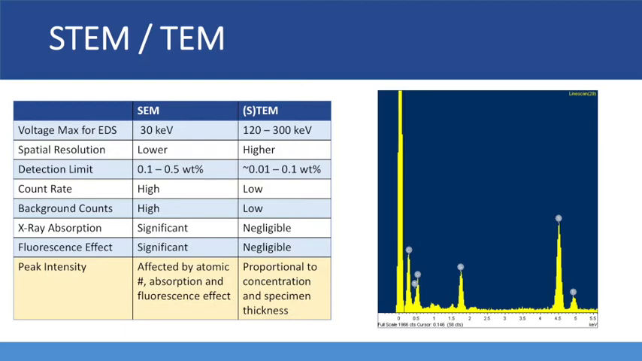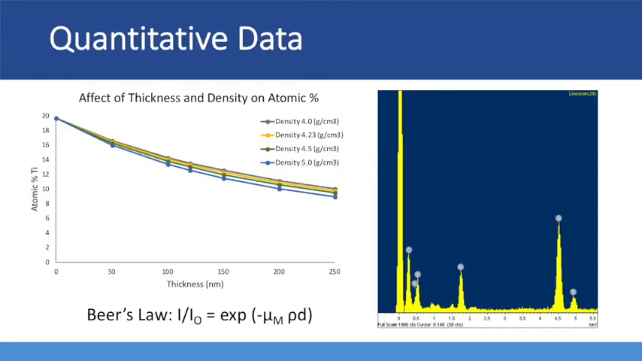Take a look at this spectrum for a sample containing titanium, silica, carbon, and oxygen. By using Beer's law, we can calculate the atomic percent of each element based on the number of counts from this thin sample. The density and thickness are also needed to give a good estimation of the concentration because of the absorption and fluorescence effects. You can see on this graph, by assuming different thicknesses and densities, the calculated concentration of titanium is affected. The actual thickness of the sample was about 150 nanometers and the density was 4.23, giving a concentration of 12.31%.